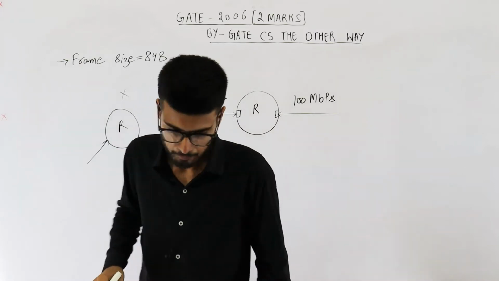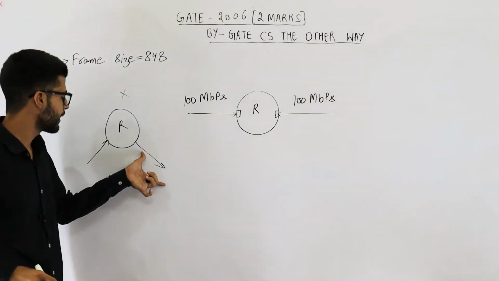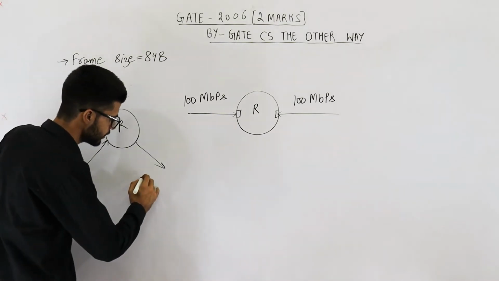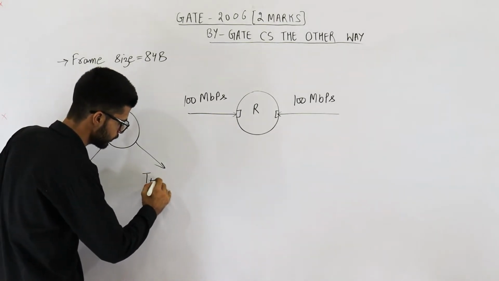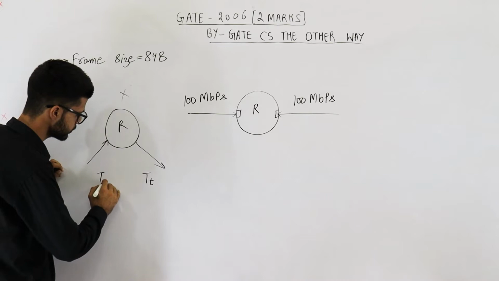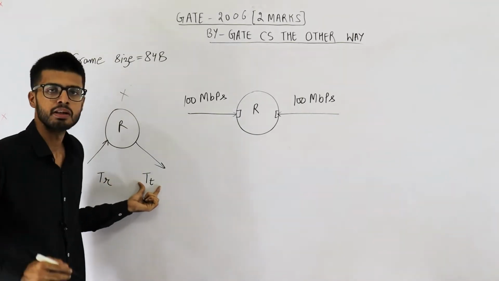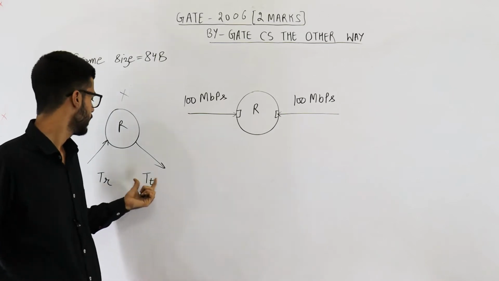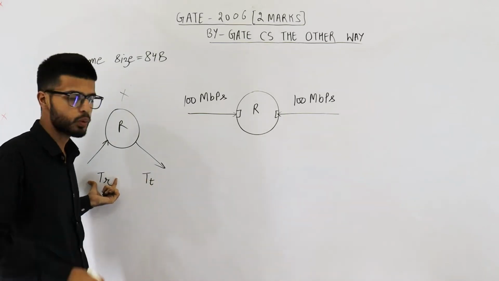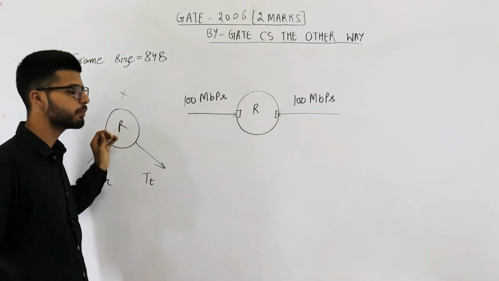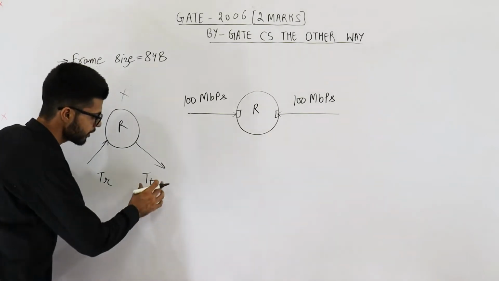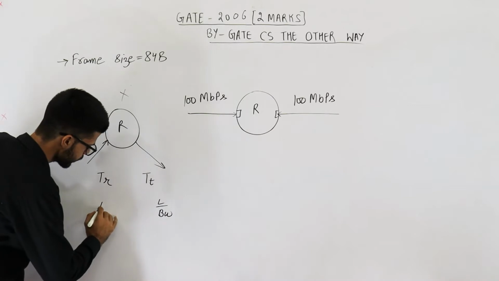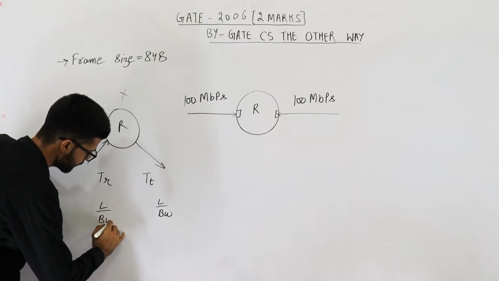Now have a look. If this bandwidth must be equal to this bandwidth, this also means transmission time will be equal to receiving time. What is transmission time? The time required by the router to put the packet onto this channel. What is receiving time? The time required by the router to get a packet from the channel. This is length of packet divided by bandwidth. This is also length of packet divided by bandwidth.